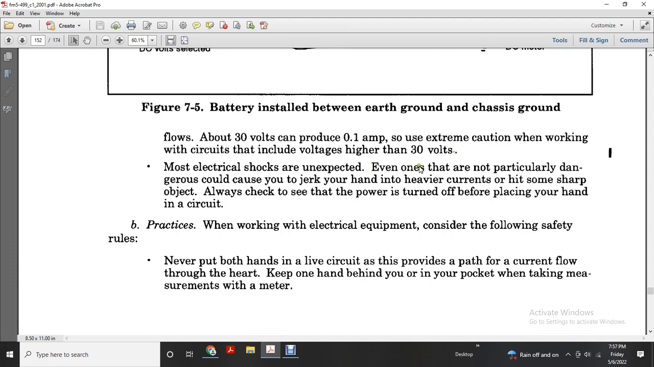Most electrical shocks are unexpected. Even one that is not particularly dangerous could result in a jerk of the hand with heavier currents, or hitting some sharp objects. Always check that the power is turned off before placing your hand in the circuit.